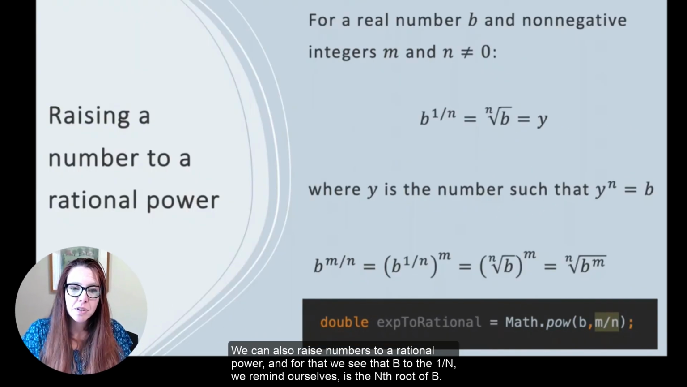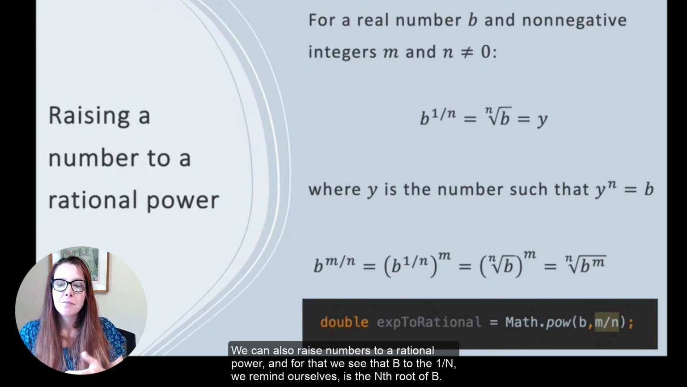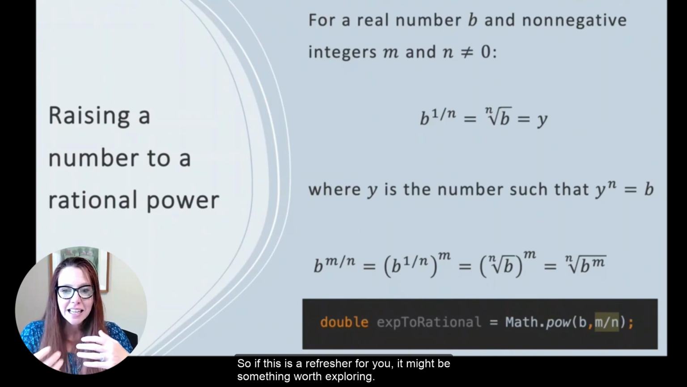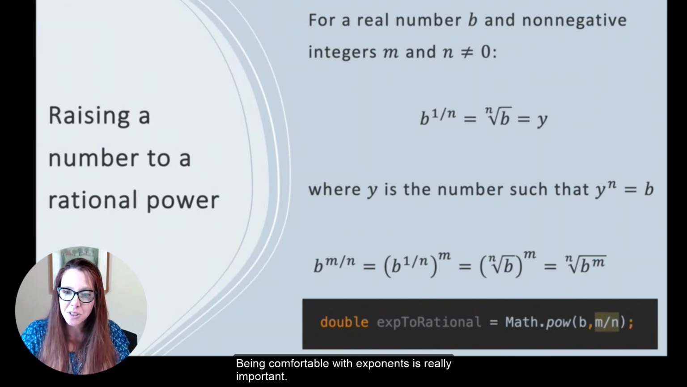We can also raise numbers to a rational power, and for that, we see that b to the 1 over n, we remind ourselves, is the nth root of b. And the nth root of b takes a value y, where y is the number such that y to the nth power is equal to b. If this is a refresher for you, it might be something worth exploring. Being comfortable with exponents is really important.